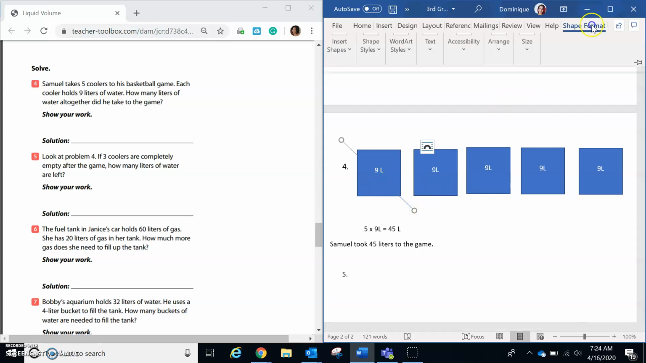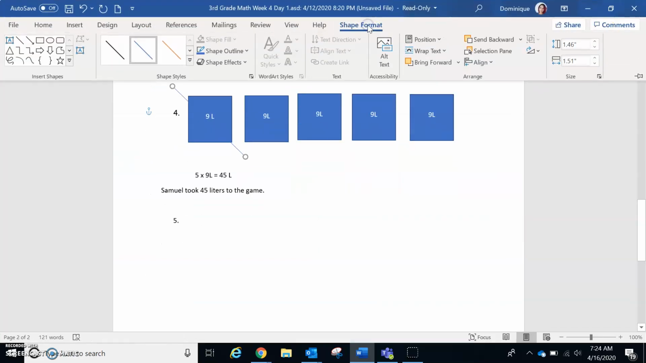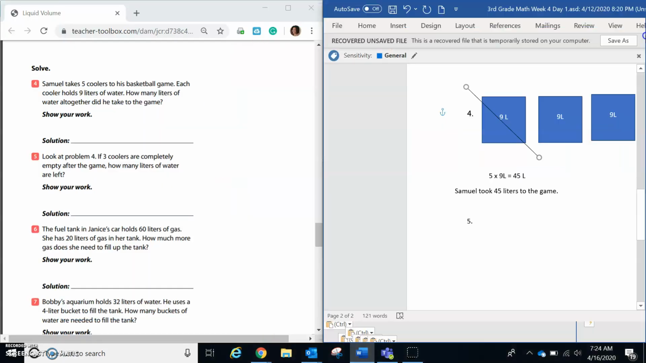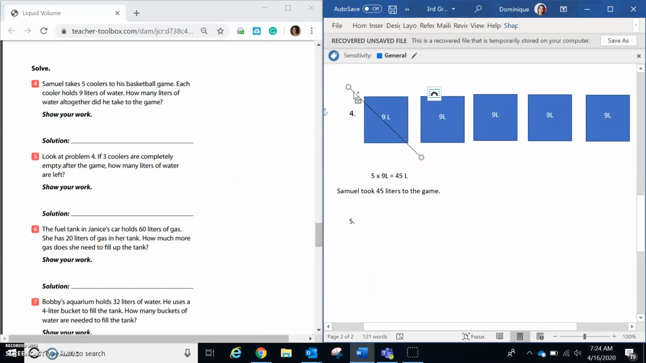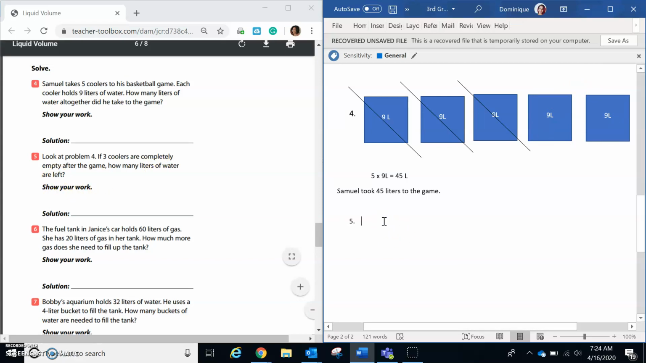So we know where we use that one. And I'm sorry, you cannot see that. Let's make that black. Perfect. All right. We used this one. And we used up this one. So these no longer have water in them. All we have left are these 2 9 liters. So how many liters of water are left?